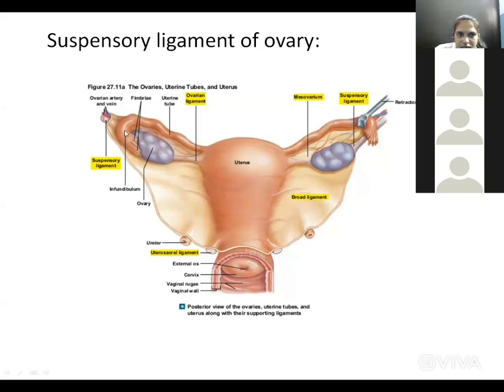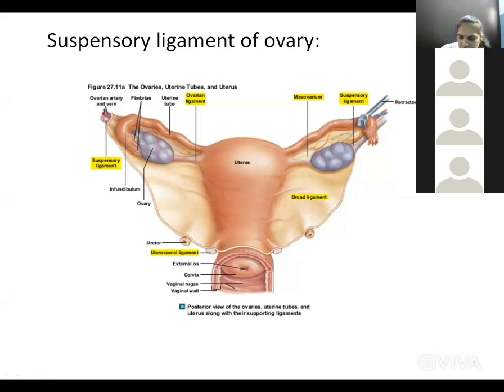So it is suspending the ovary. That's the suspensory ligament of the ovary, and it is a part of the broad ligament. As well, you can see over here, through this fold the vessels are passing. These are the ovarian vessels, which are emerging from the external iliac vessels and entering through the suspensory ligament to reach up to the ovary. Is this concept clear?